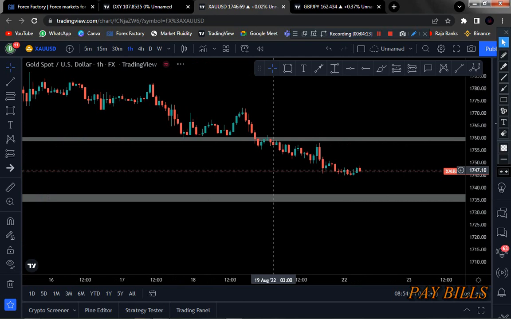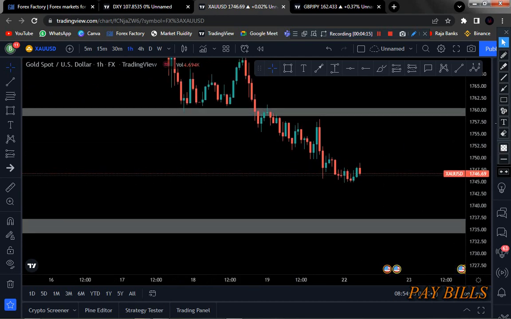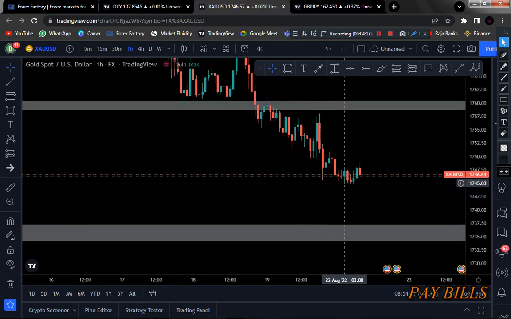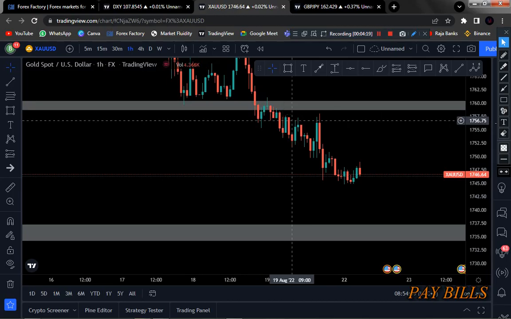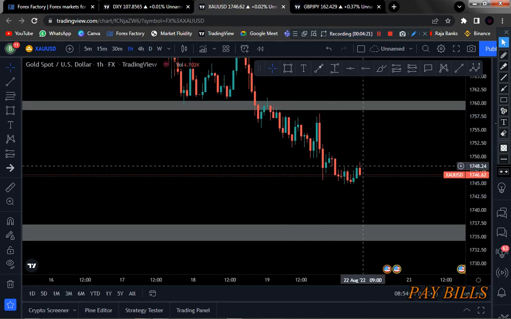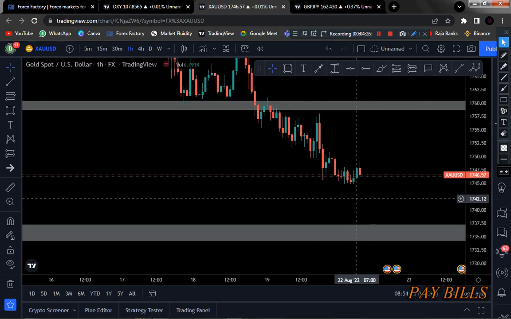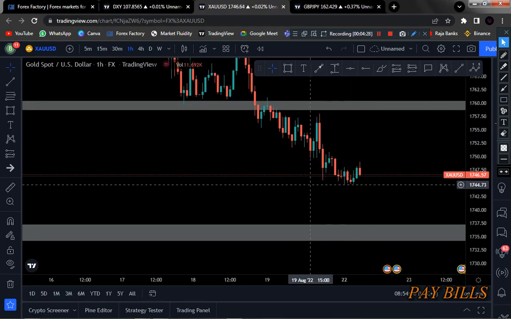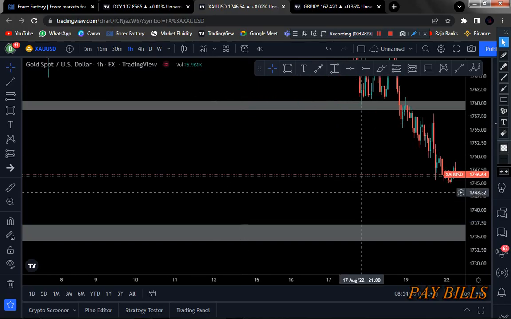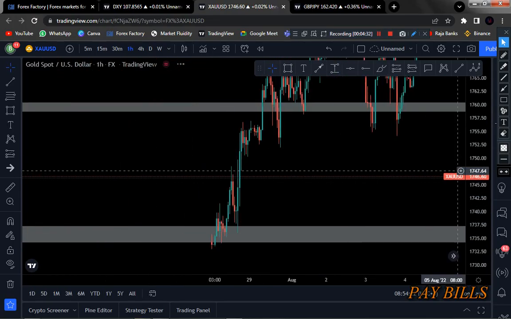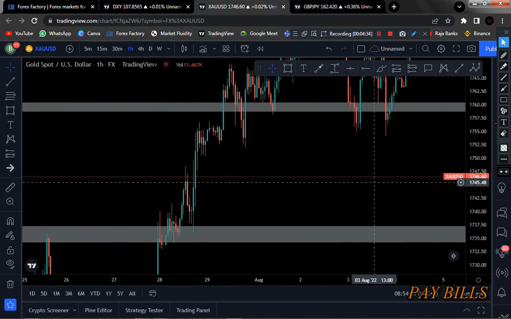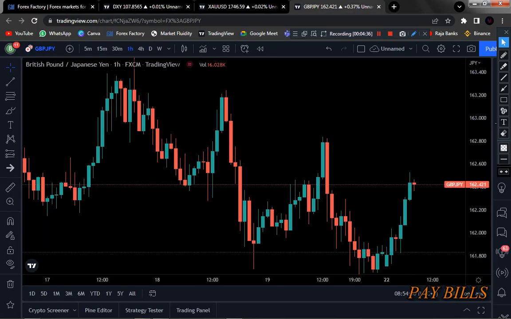So the 1 hour is moving the same way, high highs, high lows, because the volume is so low in the market. As the volume pushes in, we will see how the market is responding. So that was it for the gold. Now we'll move to GJ.